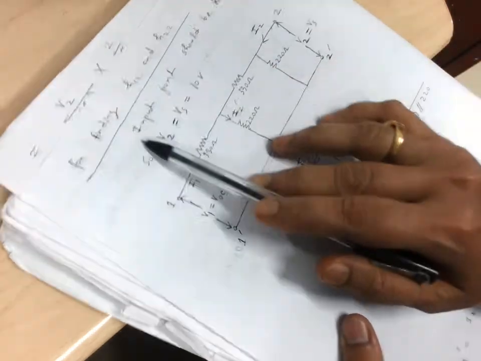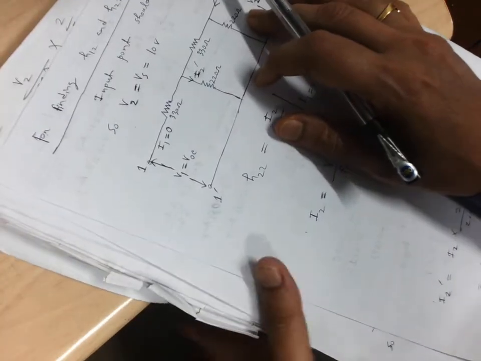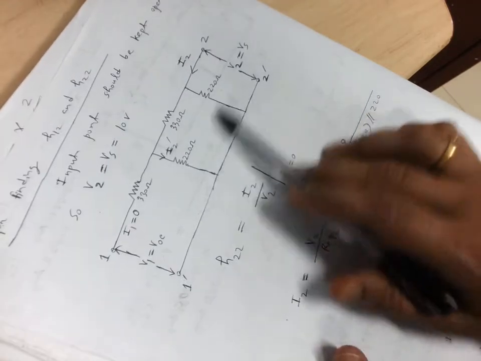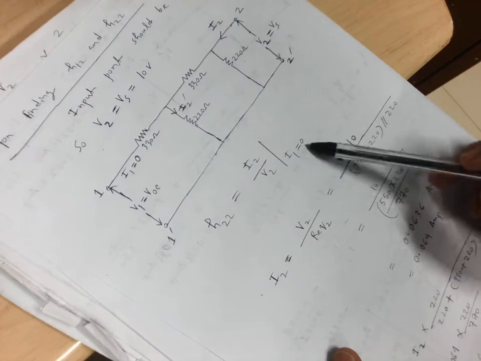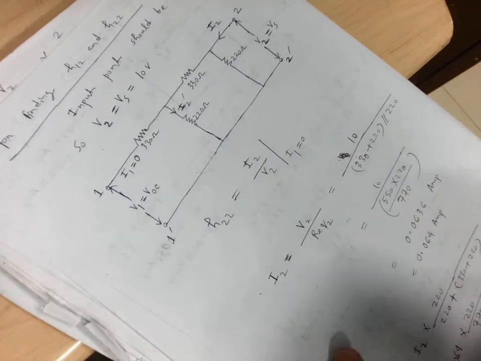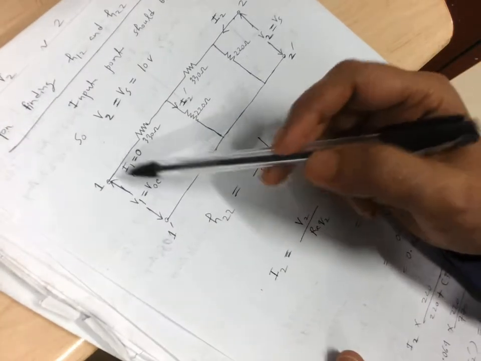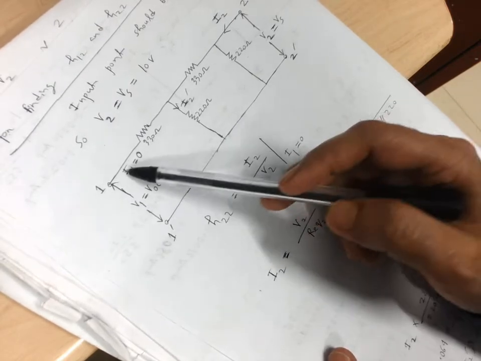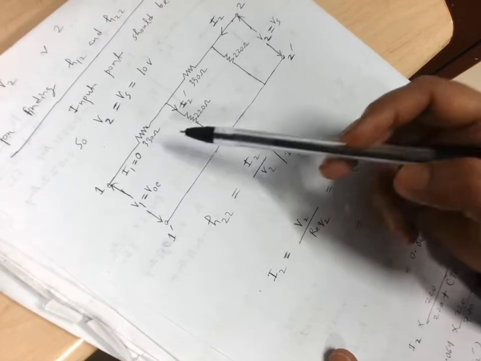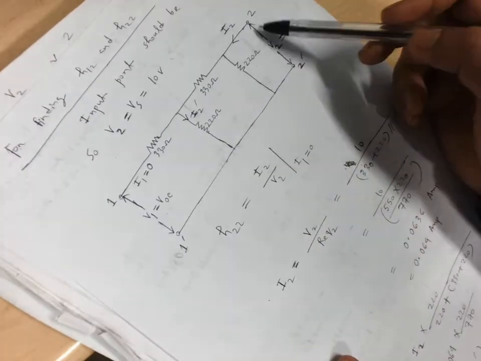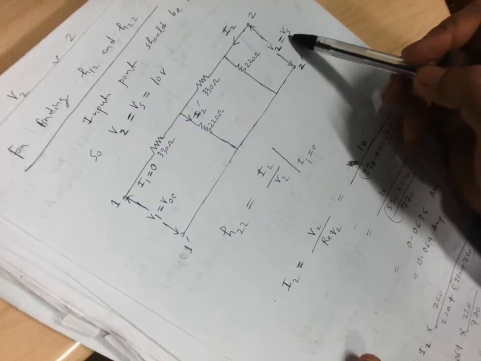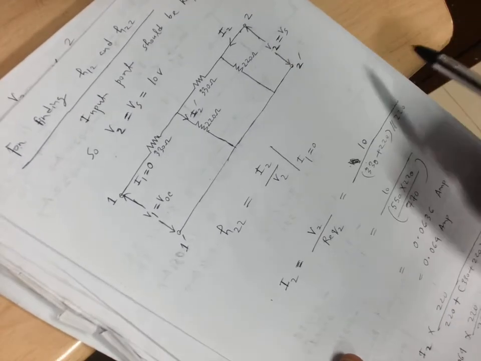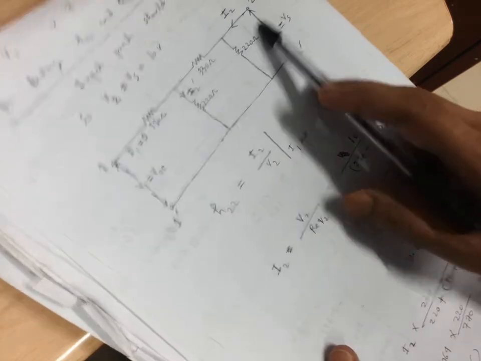Now for finding H12 and H22 you have to make this arrangement. That means for finding H12 and H22 you have to make the input port open. Input port open means no voltage should be applied here. This port is open, no current will flow through this, so obviously the source is to be applied at the output port. So your V2 will be equal to Vs, 10 volt, and I2 will be equal to Is.